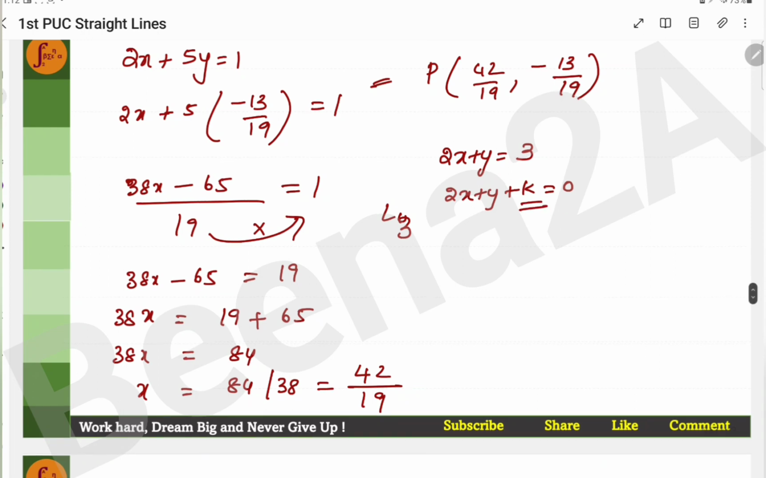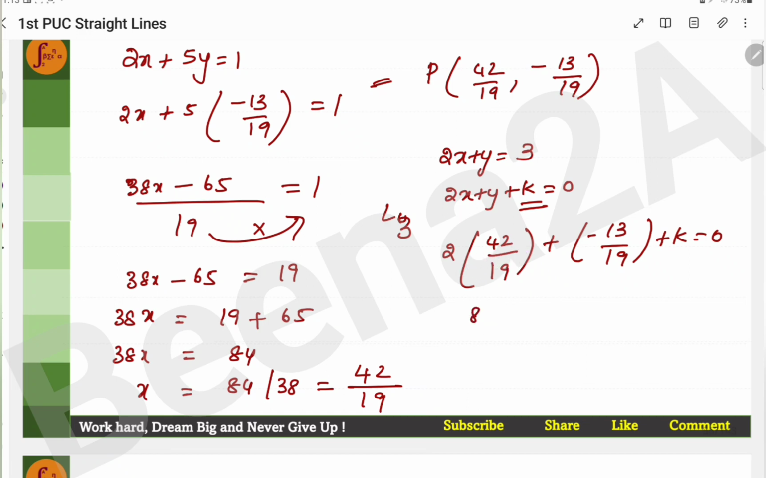So now how do I find k? Substitute the x and y values here. So 2 into x, which is 42 by 19, plus y, which is minus 13 by 19, plus k is equal to 0.